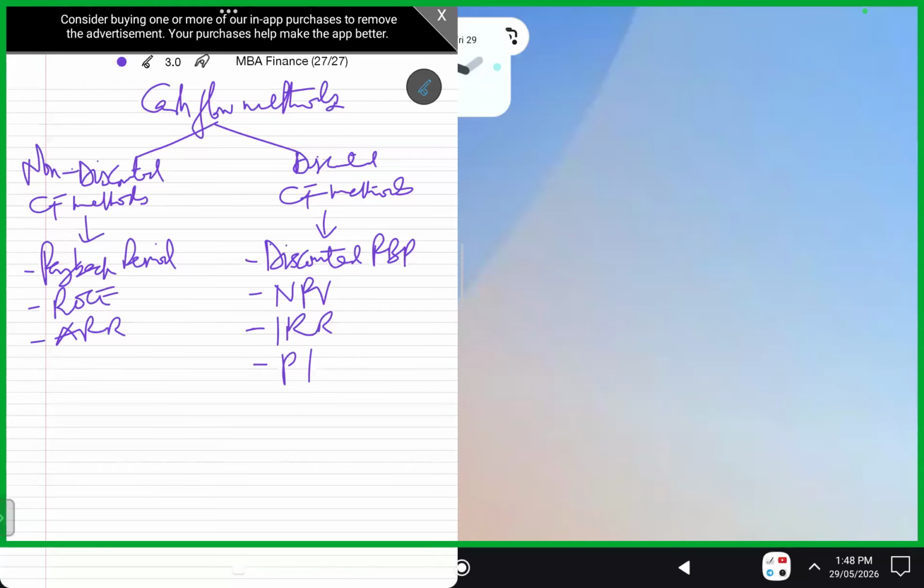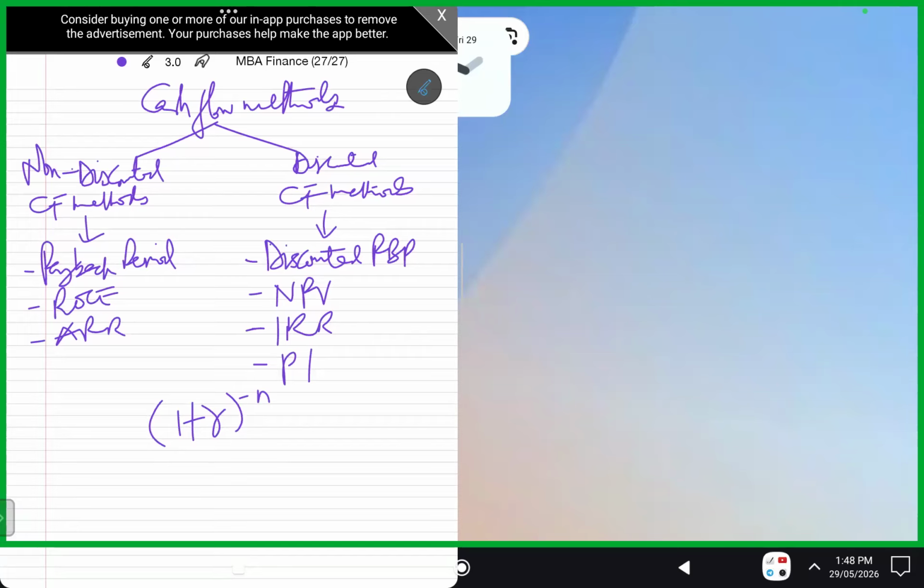Are we good? You should bear in mind the main ones. There are other methods, like MIRR and Macaulay duration, but those are for other areas of corporate finance. Whenever you see payback period, it is non-discounted, which means it doesn't make use of the discount factor, which is (1 plus R) exponent negative N. That's the discounting factor.